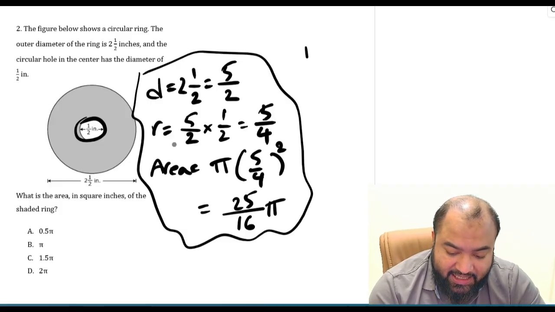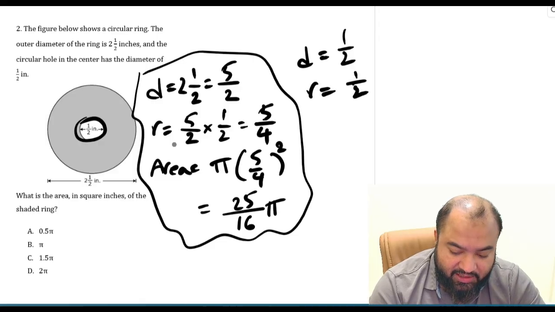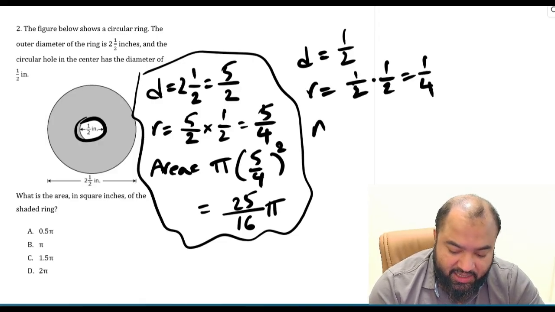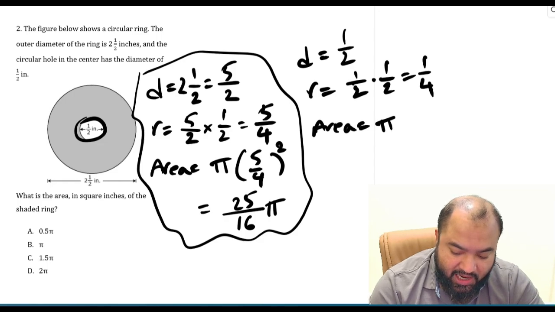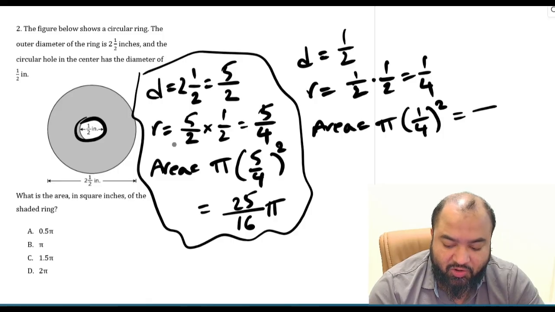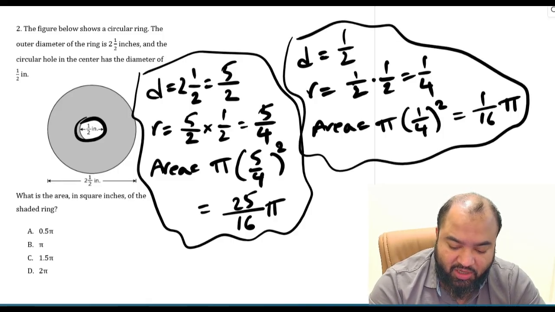So that's, again, diameter of the baby circle is half. Radius will be times it by half. So that's 1/4. And the area will be pi 1/4 power 2. That's 1/16 pi. So that's the area of the smaller circle.